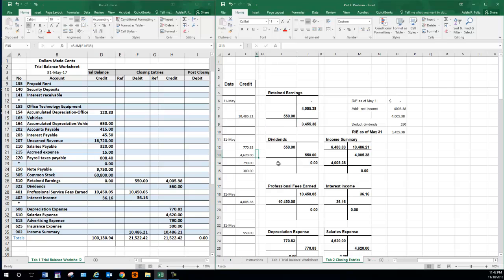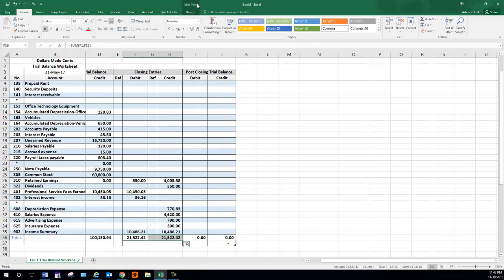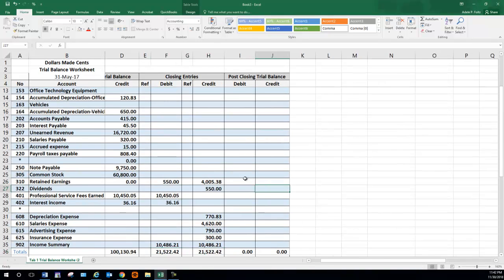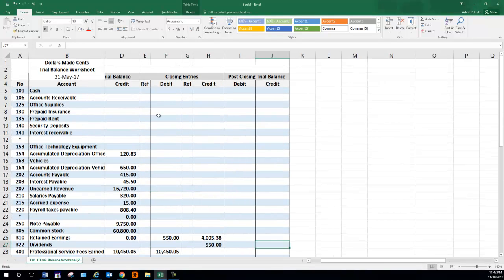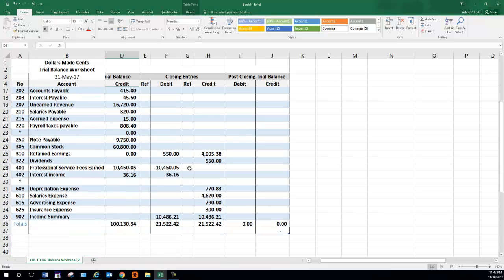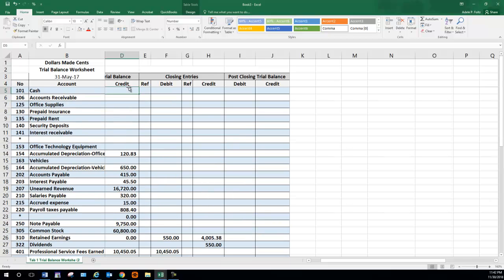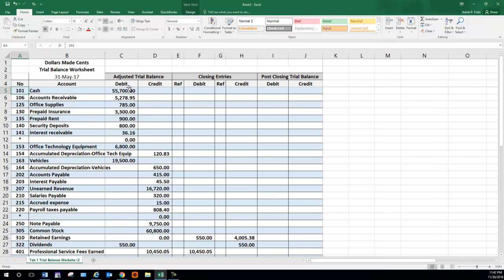Okay, so we are done with our closing entries. That's what I'm asking you to do. And then let's just finish out by taking a look at what we're going to do in our post-closing trial balance. Oh, sugar. I didn't put any balances in there. Oh, what happened to them? Oh, I know why. Here they are. So I just couldn't see them.